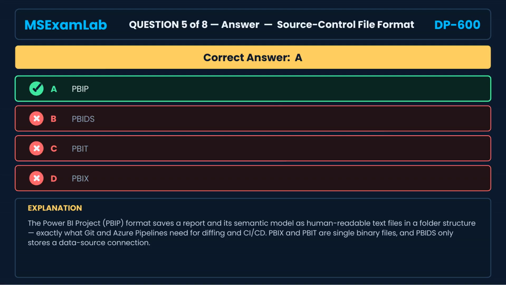The correct answer is A. The Power BI project, PBIP, format saves a report and its semantic model as human-readable text files in a folder structure, exactly what Git and Azure Pipelines need for diffing and CI/CD. PBIX and PBIT are single binary files, and PBIDS only stores a data source connection.